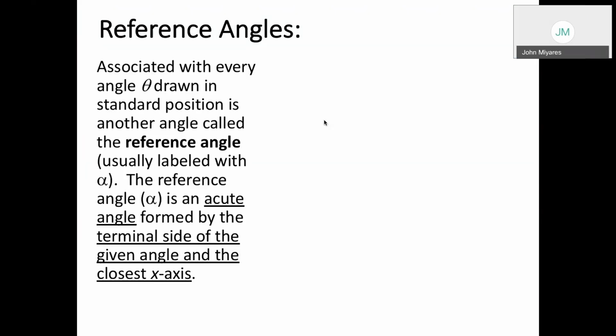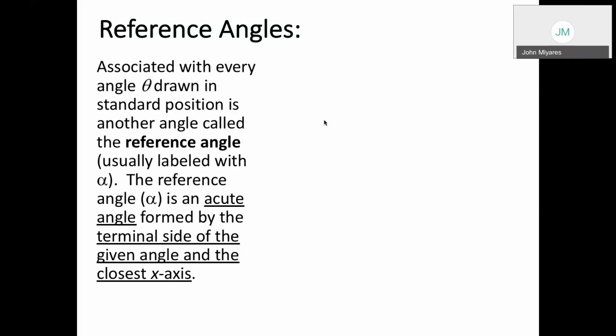Associated with every angle theta drawn in standard position is another angle called the reference angle, usually drawn and labeled with lowercase alpha. The reference angle alpha will be an acute angle formed by the terminal side of the given angle and the closest x-axis.